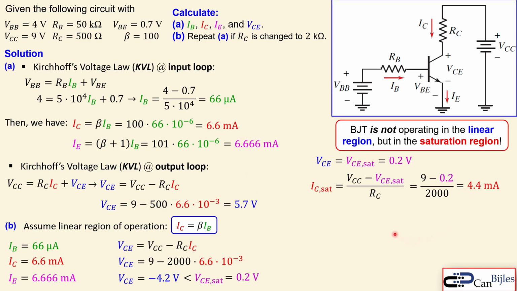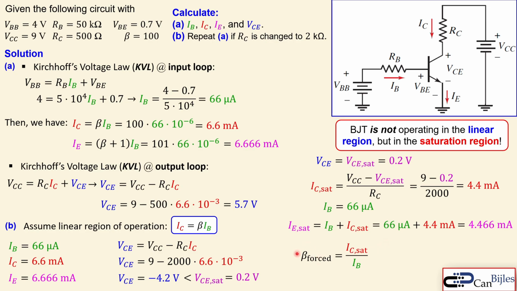Now you can also calculate the rest of the parameters. IB is of course not dependent on the value of the VCE here, so it is just this loop. We can just take it from question A. And we know IE, this current, is a summation of the IC and IB. Now IB is still 66 microamps, but IC SAT is the new value, 4.4 milliamps. So we can add them up. The new one will give us 4.466 milliamps. Also changed, so you can see it is changing.